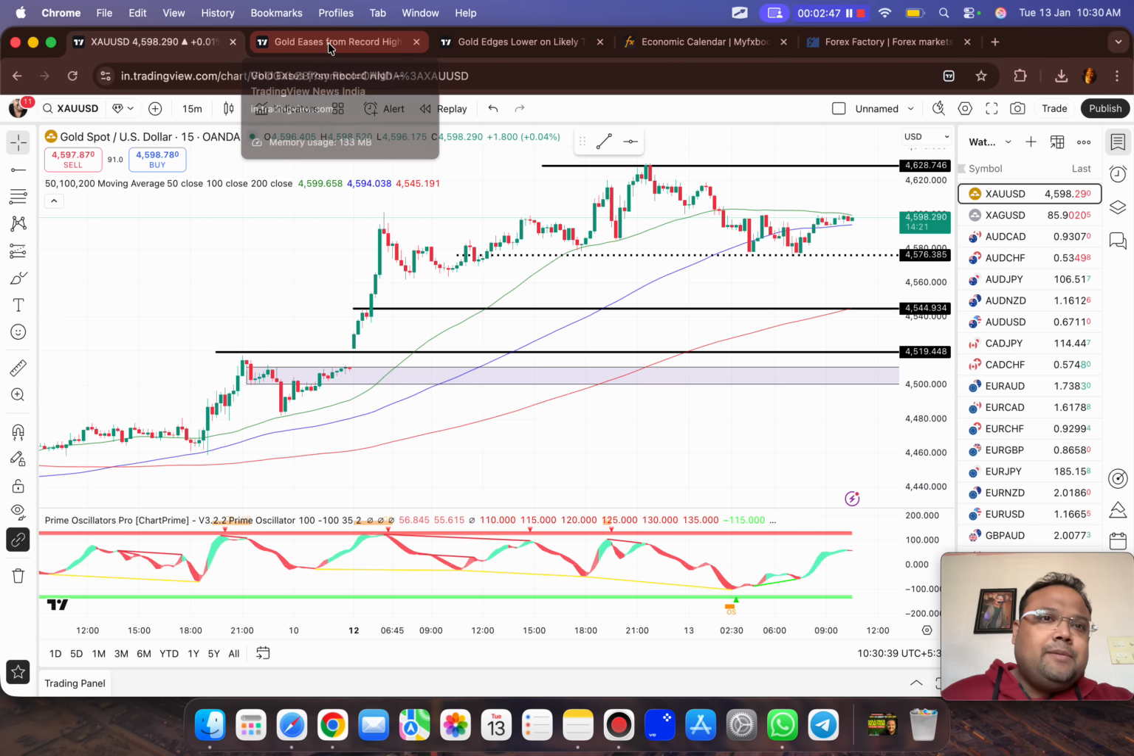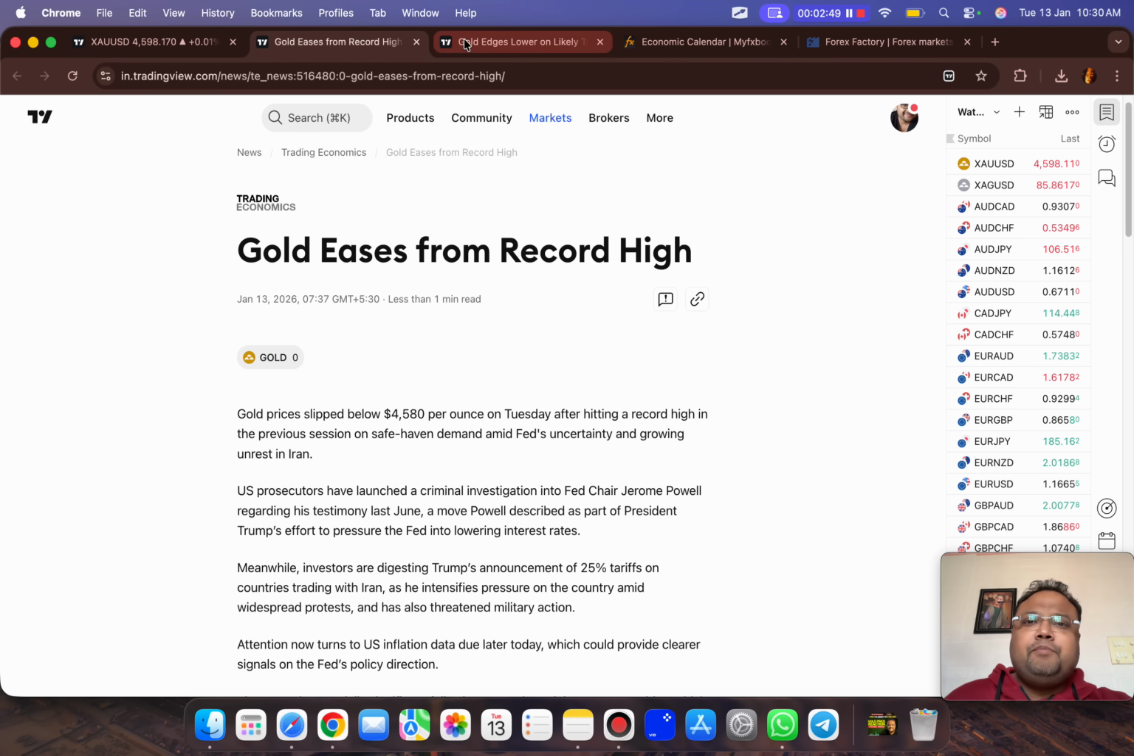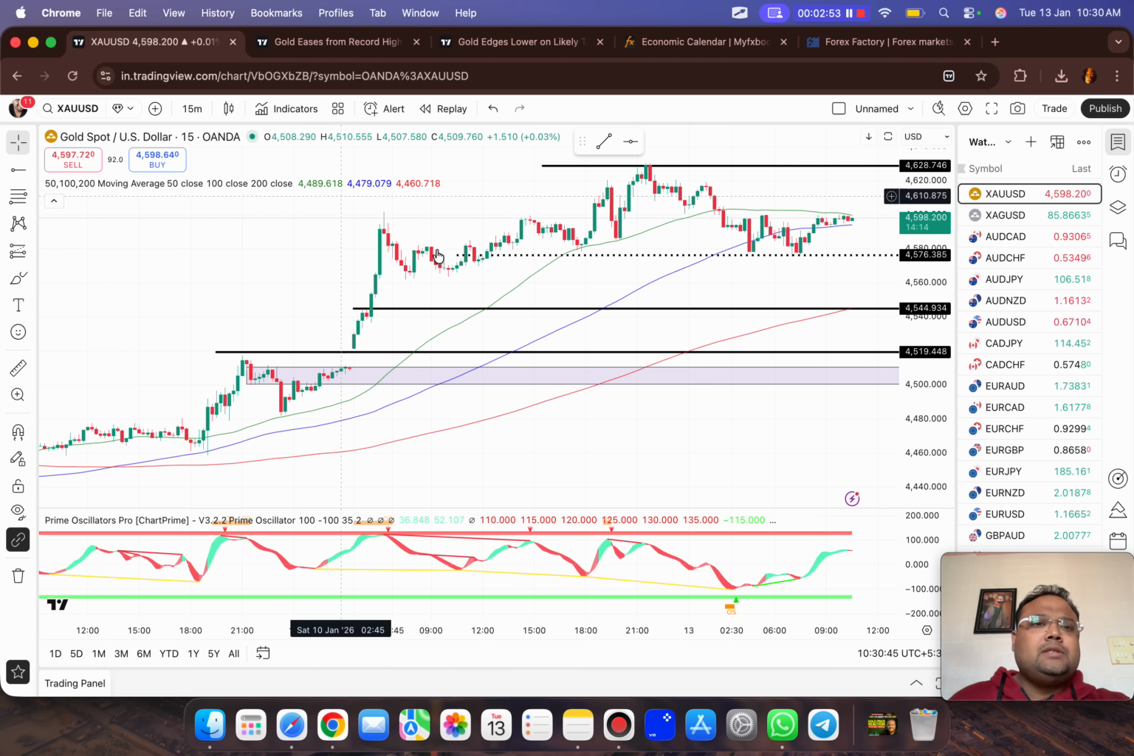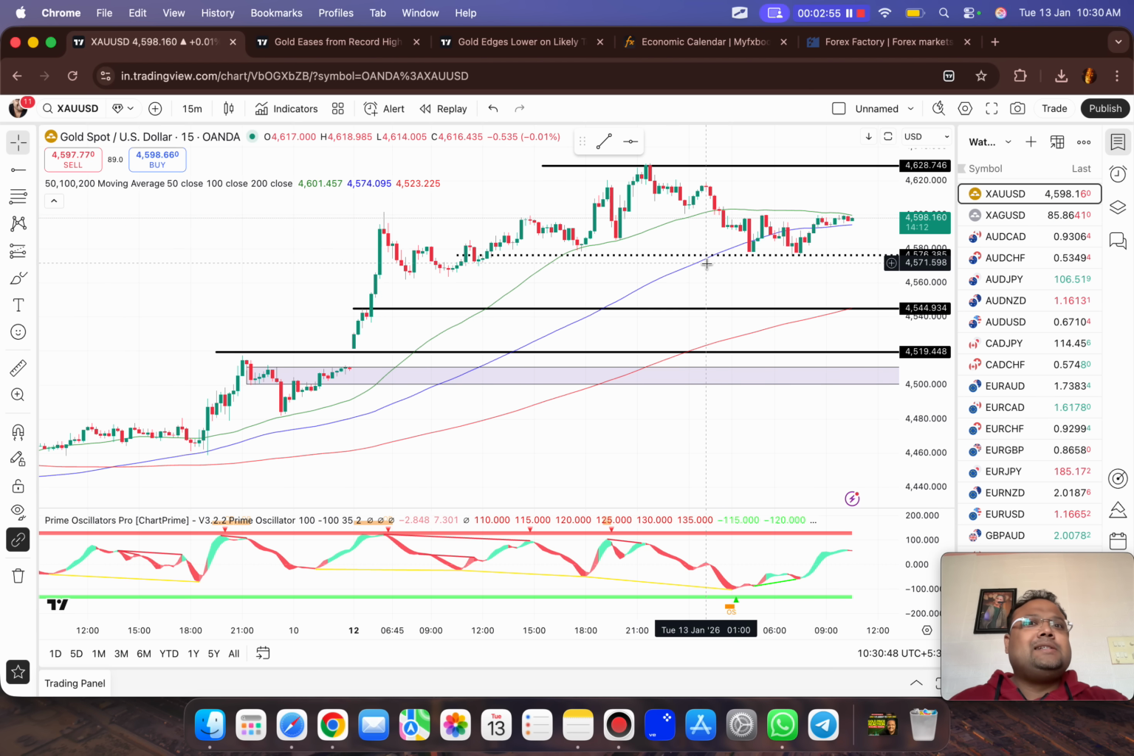If we look at the market sentiment, we can see gold is just off its record high. Gold is just lower on a likely technical correction. So we can consider this move a technical correction, not something permanent. Yes, after CPI it can be a permanent move, but as of now this is technical.